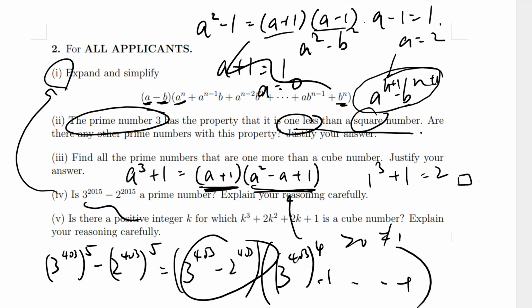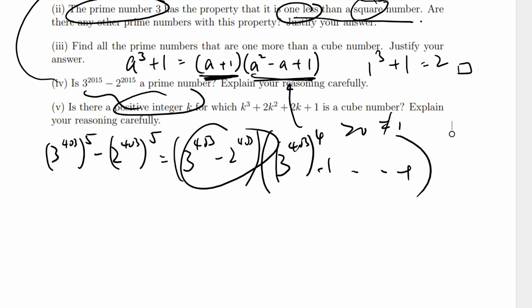Okay, last part 5. Is there a positive integer k for which k cubed plus 2k squared plus 2k plus 1 is a cube number? Explain your reasoning carefully. Okay, so let's consider positive integer k. What is its cube? Well, k cubed. What is the next cube number? Intuitively, we know that is k plus 1, cubed.